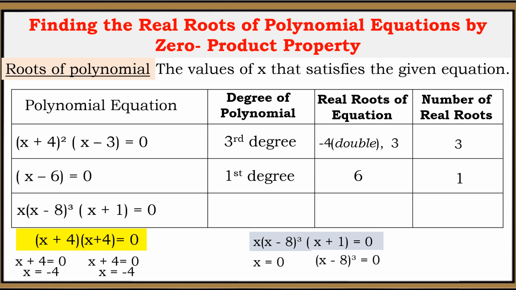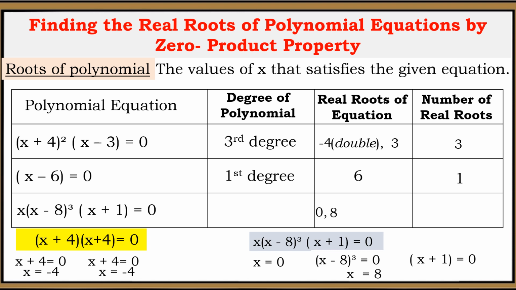X is equals to 0. X minus 8 to the third power is equals to 0. And x plus 1 is equals to 0. So, if x is equals to 0, meron na tayong isang root which is 0. Dito tayo. X minus 8 equals to 0. Therefore, x is equals to 8.